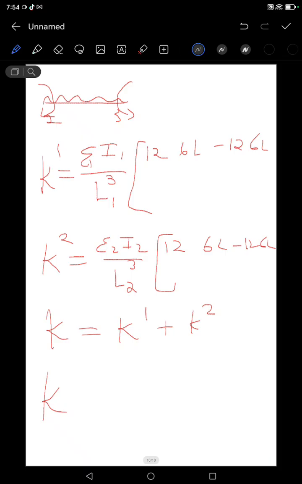F equals the global stiffness multiplied by what? By the displacement and rotation. Okay, so we're going to have something like this.